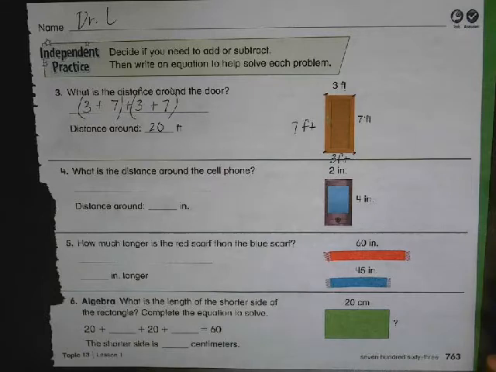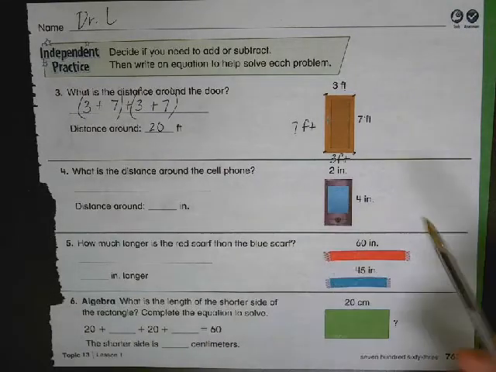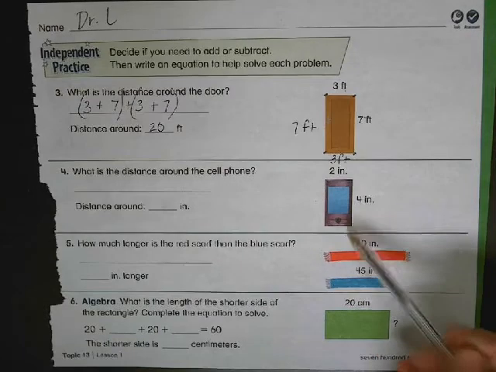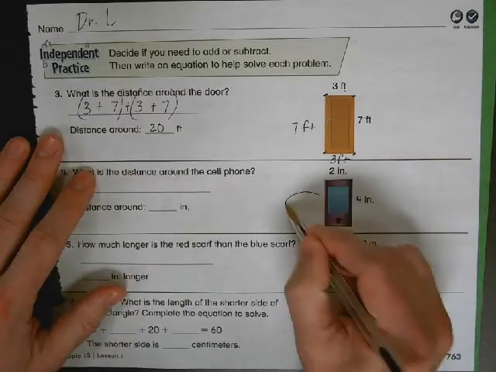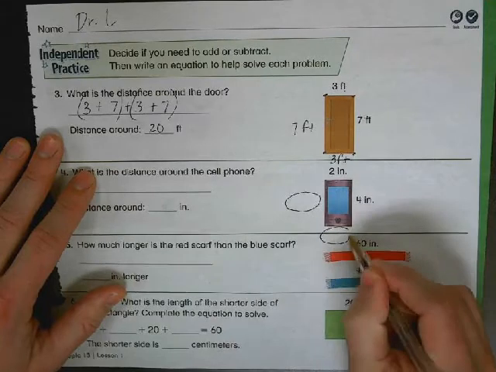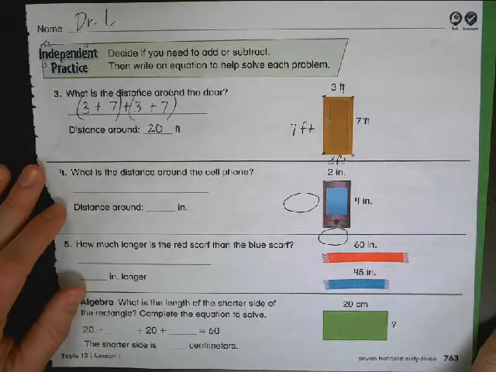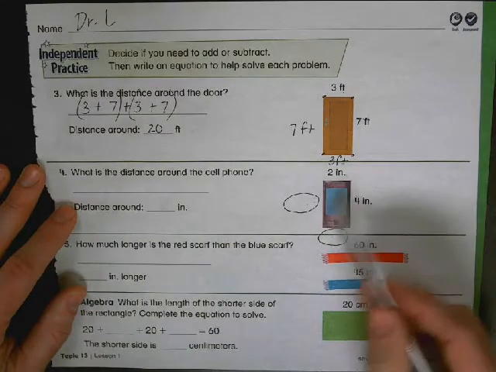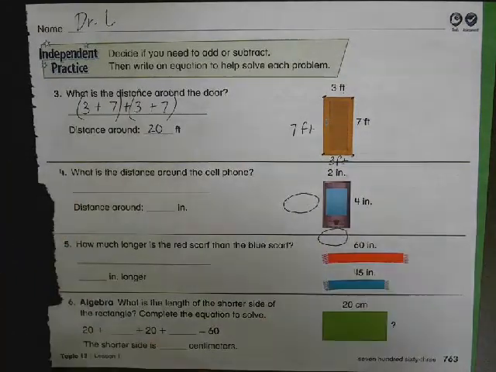So again, a similar question here with the cell phone. Everybody loves a good cell phone. You have 4 inches and 2 inches, but then you also have 4 inches over here and 2 inches over here. So my suggestion is to write those in, so you realize that there are measurements there. And then add the distance around the outside, the perimeter, and find 2 plus 4 plus 2 plus 4.